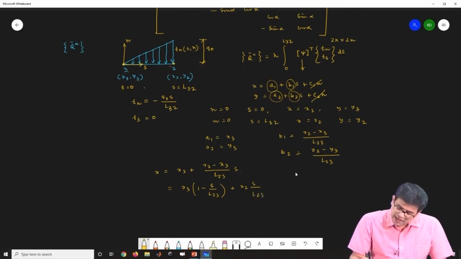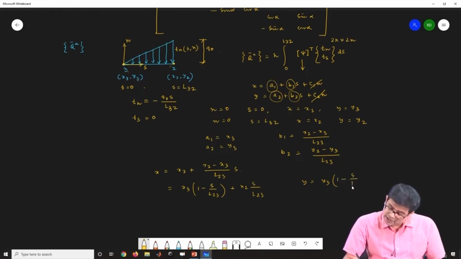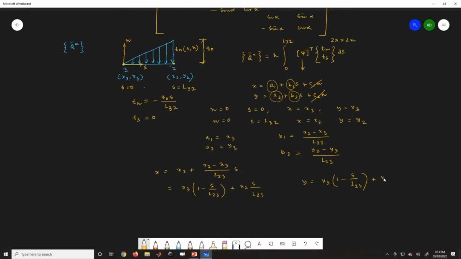If you look carefully, you will see that it is representing a linear one-dimensional Lagrange polynomial, because x3 and x2, y3 and y2 are essentially constants. So now this is y2 and this is L23, or L32, whatever you call, that is basically the length of this side.